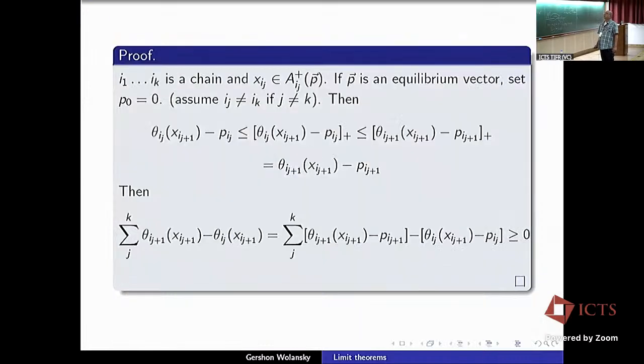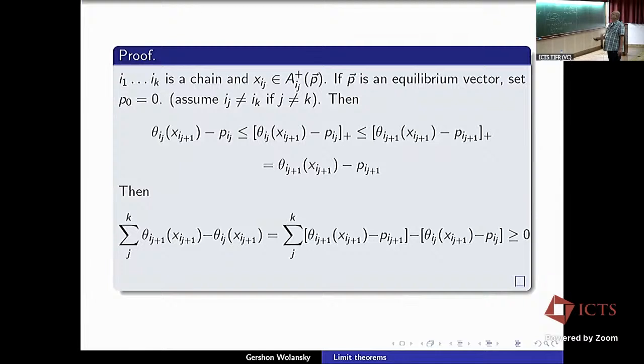Again, the proof of the proposition is quite simple. To prove stability, we have to look at chains. So we take a chain, x_ij in A_ij plus. We set P0 to be 0. Then we have this chain of inequalities. Of course, theta_ij at x_ij plus 1 minus P_ij is smaller than its positive part. And this is smaller or equal to the positive part of the same thing, but with the index i_j plus 1 instead of i_j.